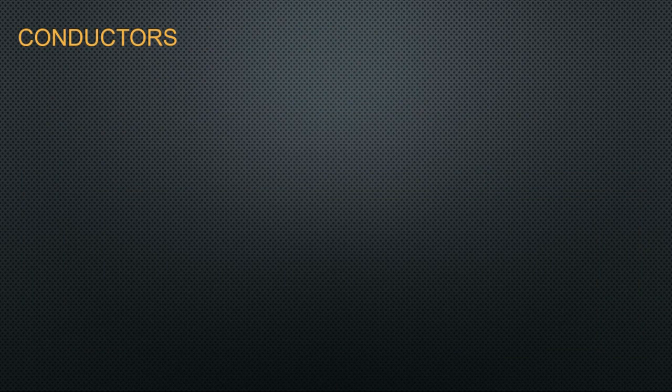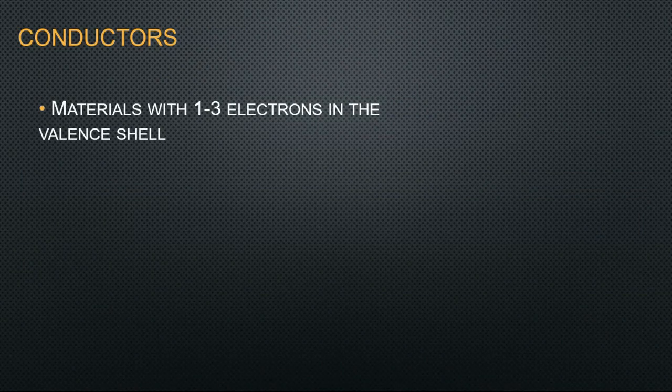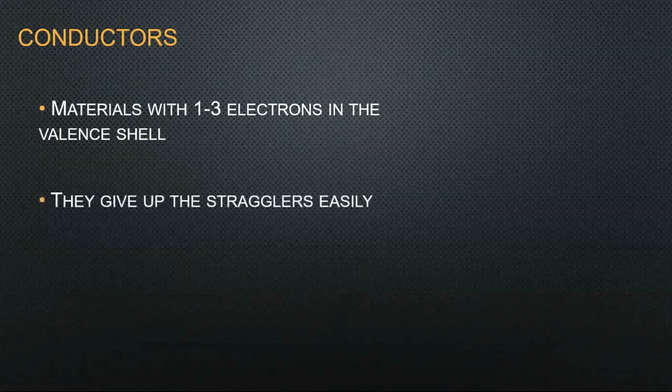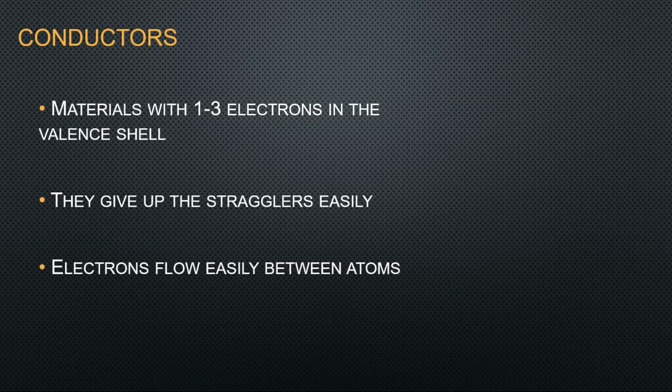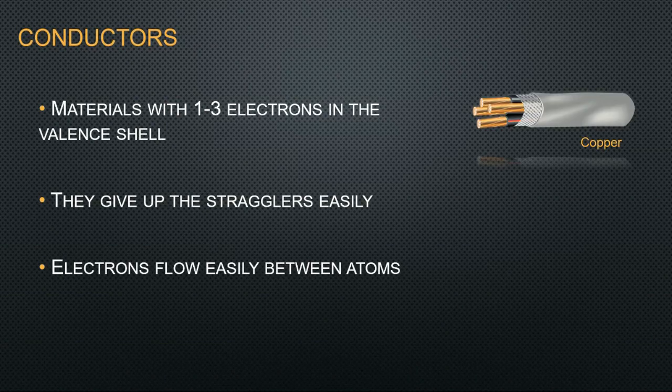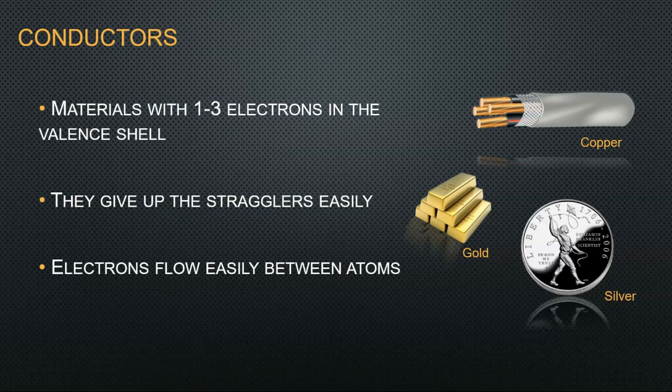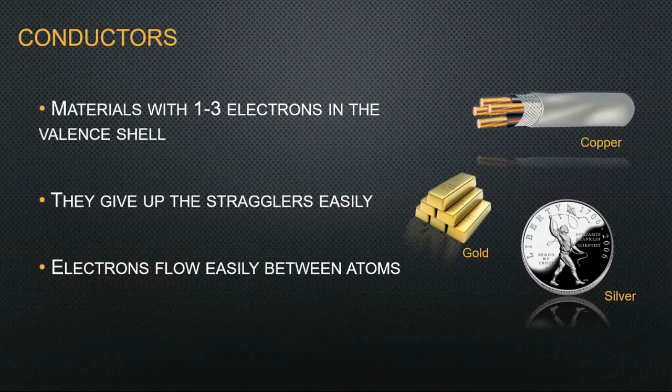The difference between conductors and insulators is a big one when it comes to electronics. Conductors are materials with 1 to 3 valence electrons. They give up the stragglers easily, which means electricity can flow easily between atoms. Examples of conductors that are commonly used in electronics are copper, gold, and silver, although the list is long. It's common for different metal elements to be mixed together into alloys to achieve exact conductive properties.